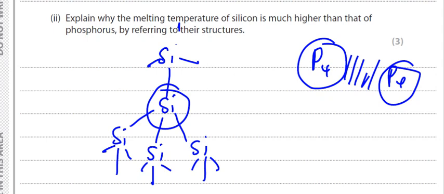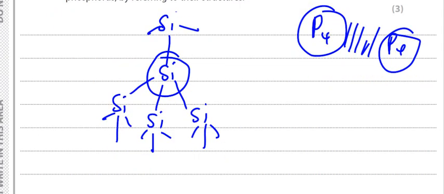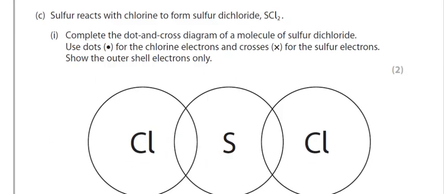You have to mention first of all, phosphorus is a simple covalent molecule with weak intermolecular attractions. We get dispersion forces here because they are non-polar molecules. Dispersion London forces. Whereas silicon is a giant structure where each silicon atom is tetrahedrally linked to 4 other silicon atoms by single covalent bonds. Therefore, a lot of energy is required to break these bonds, and that's why silicon has an extremely high melting point.